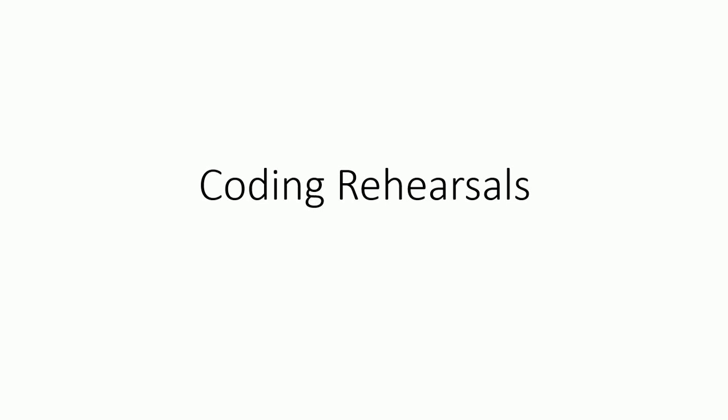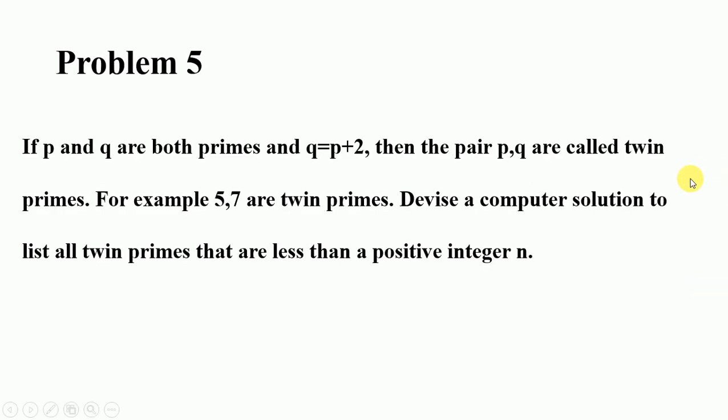Okay, so this is going to be another problem we are going to try out. The problem says: if P and Q are both prime numbers, and the value of Q can be determined after we add 2 to P, then the pair P and Q are called twin primes. An example was given that 5 and 7 are twin primes because the difference between them is 2. Devise a computer solution to list all twin primes less than a positive integer n.